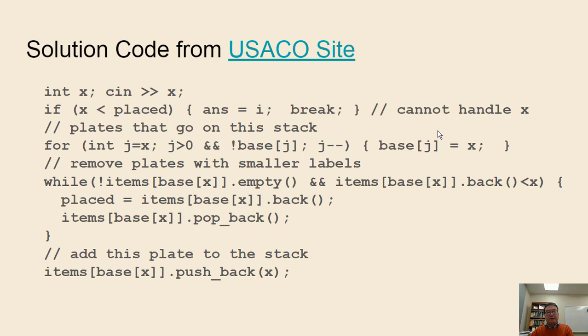This will become the base of a new stack. So what we do is we check whether this base j, starting from x, we first check whether base x is 0. If it's 0, that means we haven't seen anything this big yet. So then x will start a new stack. So base x will be assigned x, but base x minus 1 will also be assigned x, so long as it's not already assigned a value.